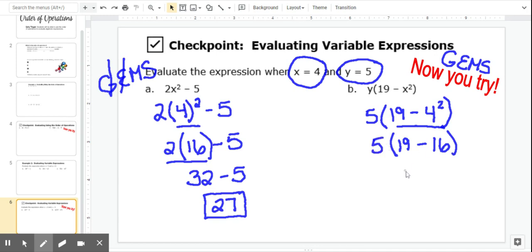What do I do next? We still have a grouping symbol, so we have to work inside of it. 19 minus 16 gives me 3. Drop down that 5. Okay, only one thing left. What's my final answer? 5 times 3 gives me 15.